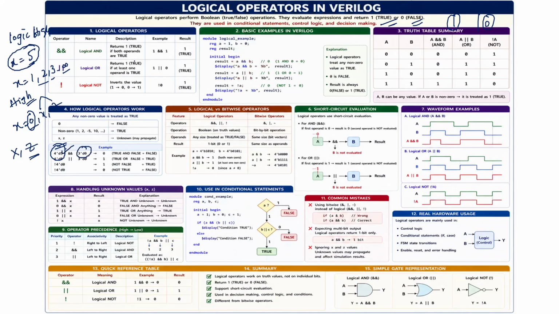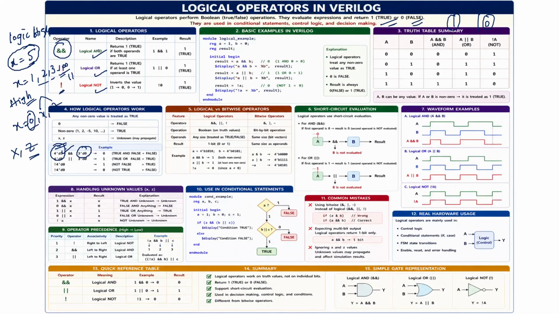In logical operators, we have logical AND, logical OR, and logical NOT. Logical AND uses two symbols, because bitwise operators are also there, so there is a difference between the logical operators and bitwise operators. Bitwise uses a single symbol, while here two symbols are used: logical AND, logical OR, logical NOT.